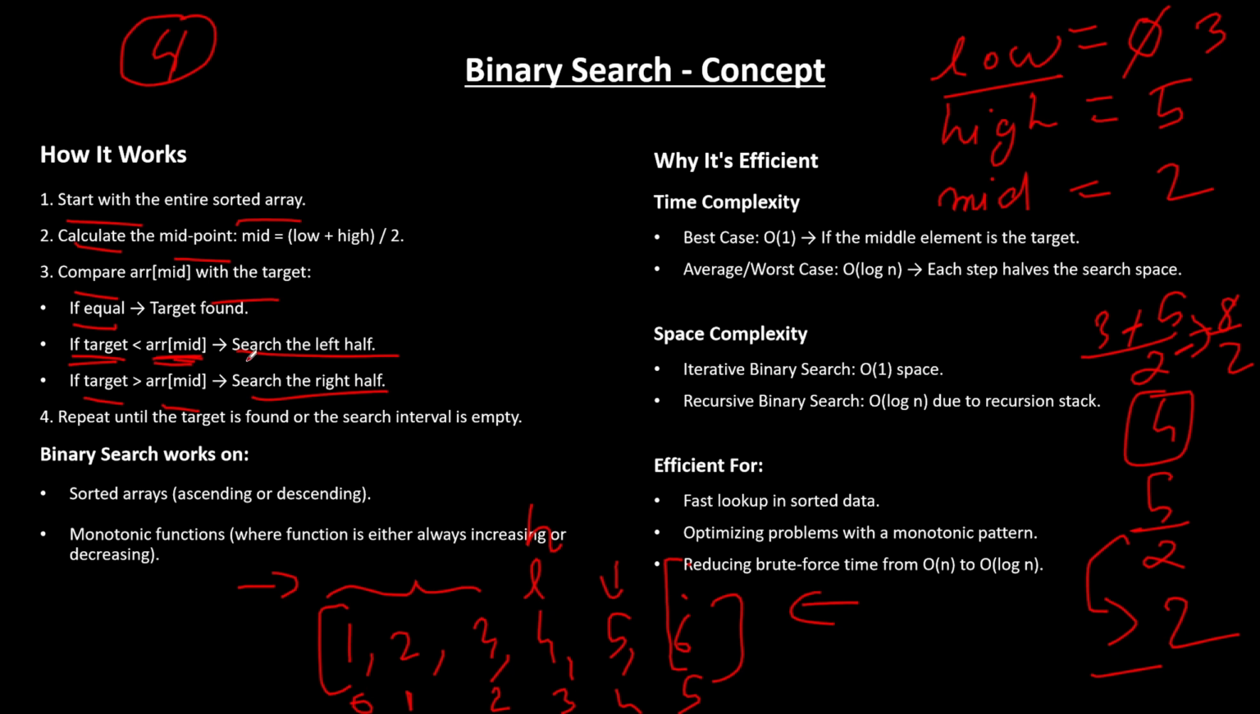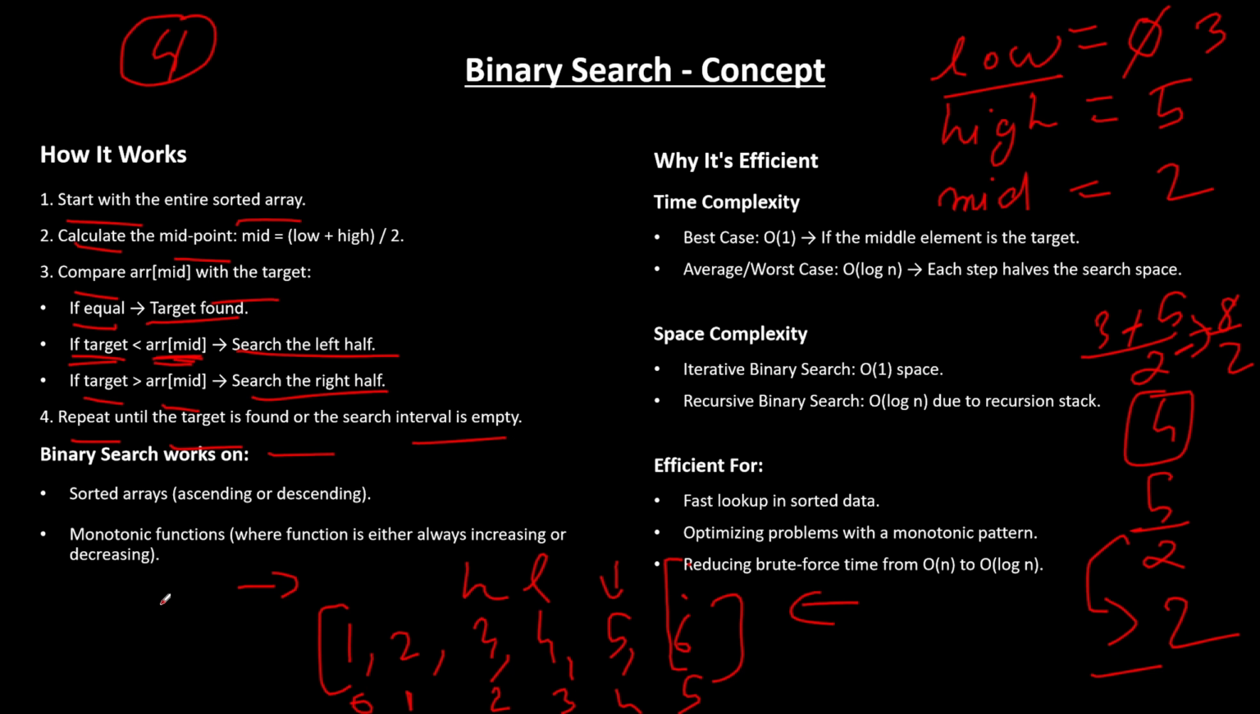Now you check. You will see that the mid value is 4 and the target value is also 4. Therefore, we found the target. So we return this particular index, or we return true or false as per the question. We repeat until the target is found or the search interval is empty. If H comes here and L comes here, because basically they cross each other, that means the value is not present in the search space.